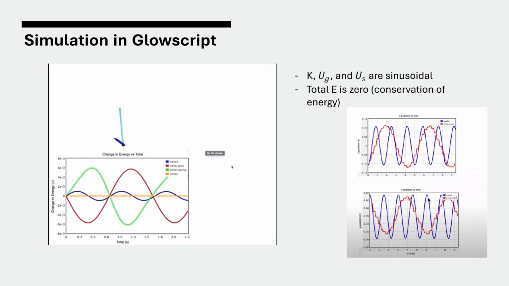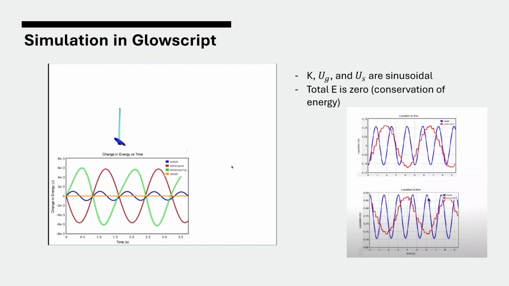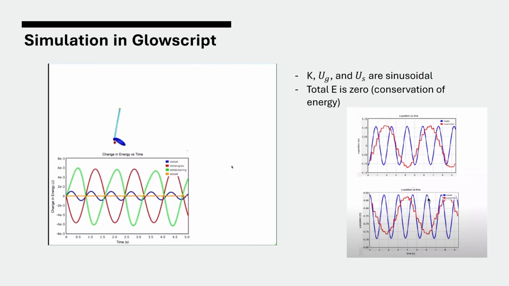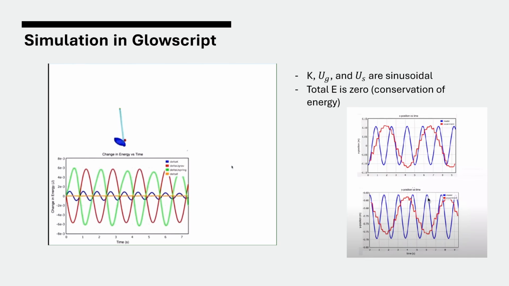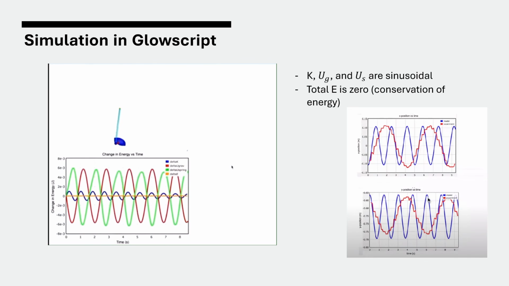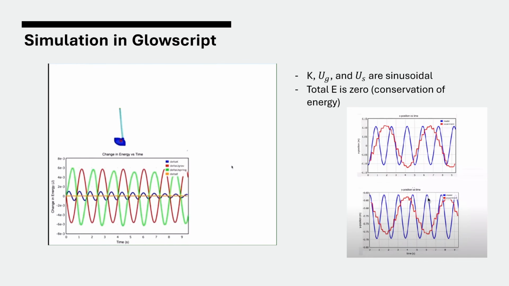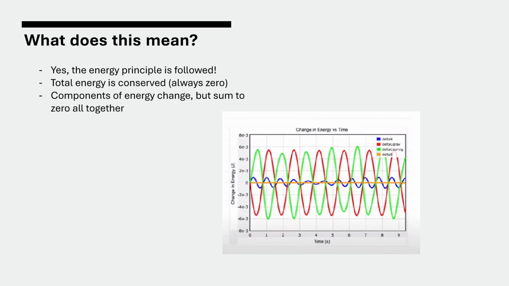As we can see here with our simulation on GlowScript, the blue is the delta K, which is the change of kinetic energy. The red is the potential energy of gravity. The green is the potential energy of the spring. And as you can see, all those are sinusoidal graphs, and they're going up and down while the total energy stays at 0, and that's because of the conservation of energy. And then again, you can also see the graph of energy versus time over there, this time in picture format.